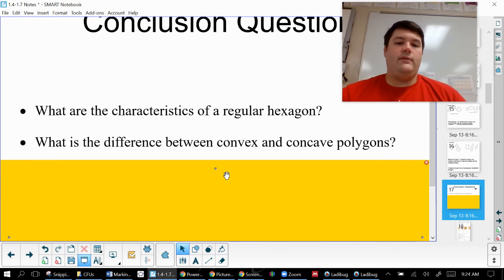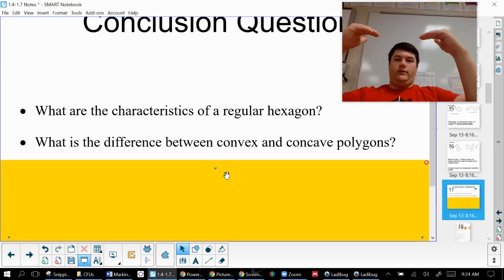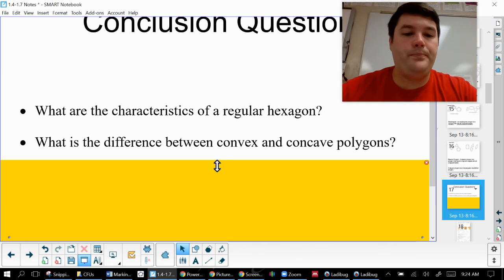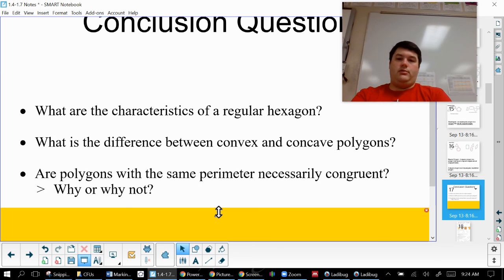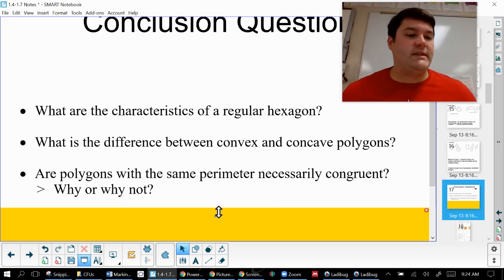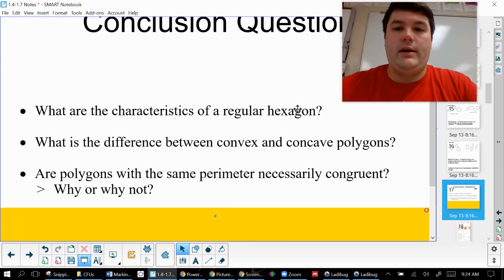What is the difference between convex and concave? Think about that. Okay, so remember convex is where all the vertices point out, and a concave is where at least one of them kind of points back in on itself. And are polygons with the same perimeter necessarily congruent? What do you think? The answer there would be a definite no. You could have polygons that have the same perimeter that don't even have the same number of sides. So definitely not necessarily congruent there.